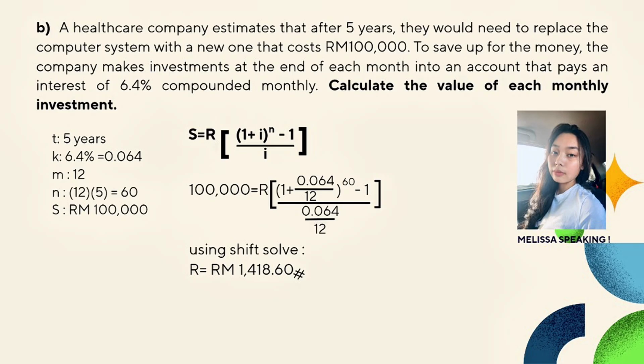S equals to R times in bracket 1 plus I and close bracket power N minus 1 over I. Then, directly substitute the information inside the formula. 100,000 equals to R times in bracket 1 plus 0.064 over 12 and close bracket power 60 minus 1 over 0.064 over 12. And finally, I'm using the shift solve function to find the answer. The final answer is R equals to 1,418 Malaysian ringgit and 60 cents.